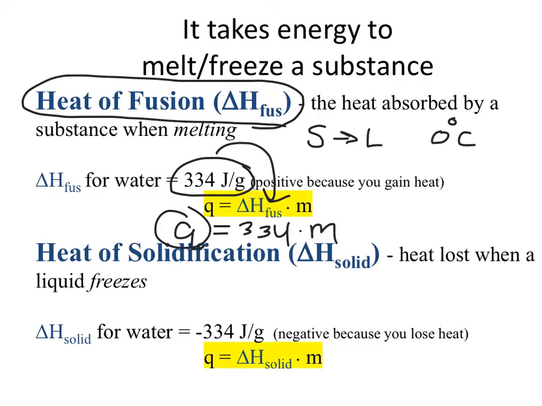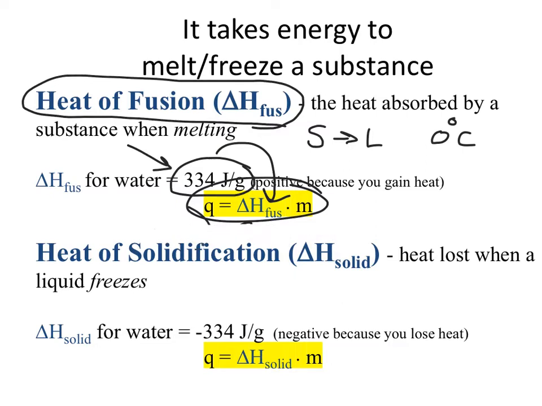All right, so we're going to use this equation in a little bit, and it's really straightforward. It's just a number times the mass of whatever that object is. And again, don't forget, this is specific to water, but if it was a different substance like iron or copper, the heat of fusion would be a different number.